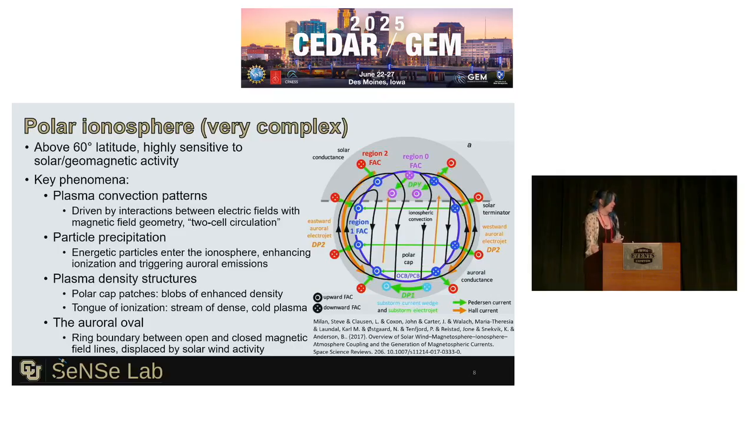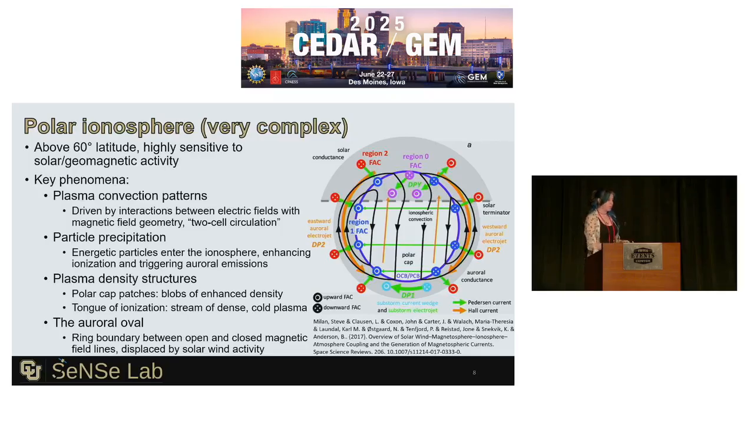So we've got all this different stuff, such as plasma convection patterns. That's the pattern that plasma flows on, essentially, in the polar caps. That is driven by the interactions of electric fields with the magnetic field. It flows like this, and this is what leads to the plasma transport from the day side to the night side that sustains the F2 region.